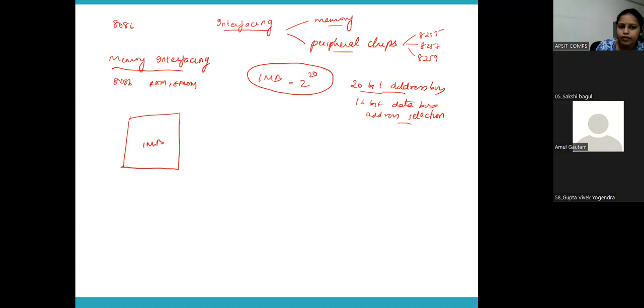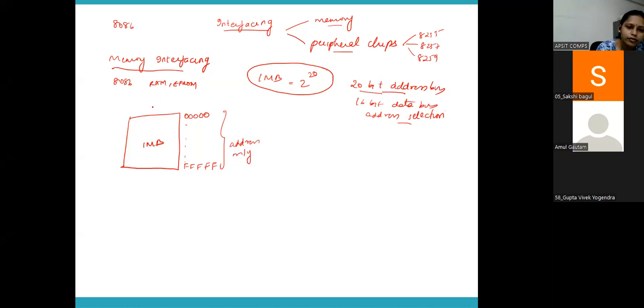So, suppose this is our 1 megabyte addressable memory. What is the address range? What will be the starting address? The starting address is all zeros. What will be the ending address? The ending address is obviously going to be all ones. That means FFFFF. So this is our address range of 8086 memory.